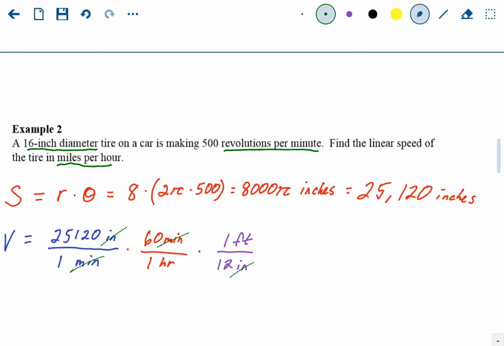Again, I want miles per hour. So I'm going to have to do one more conversion to get feet into miles. And this one, some of you probably memorized, some of you probably haven't. There's 5,280 feet in 1 mile. Okay. Now, since I already have feet on top, I'm going to have to put the 5,280 on the bottom.